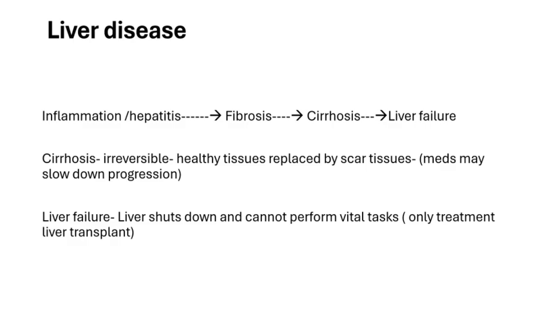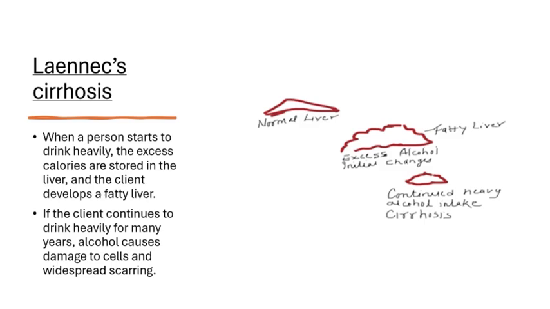Laennec's cirrhosis is liver cirrhosis caused by long-term alcohol use. When a person starts to drink heavily, the excess calories are stored in the liver and the client develops a fatty liver. At this stage, it's reversible. If a person stops drinking, the fatty liver converts back to a normal liver. If the client continues to drink heavily for many years, the alcohol damages the liver cells and then these damaged liver cells convert into scar tissue and the liver becomes hard, nodular, and cannot function properly.